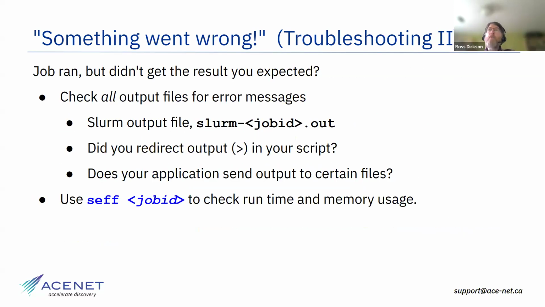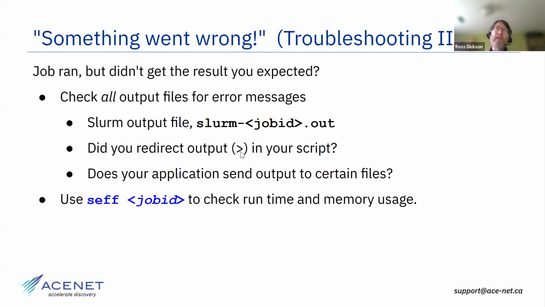So the second and far more common situation, or far more time-consuming situation, I should say, is that a job runs, but you didn't get the result you expected. You didn't find the output where you thought it was going to be. First, try and make sure you know all the places where you might get output or error messages. Did you look in the slurm-jobid.out file? Have you found it? Have you read it? Is there an error message near the bottom or near the top that gives you a clue?